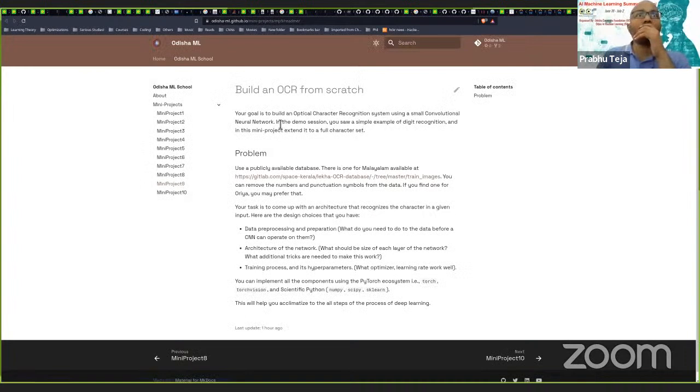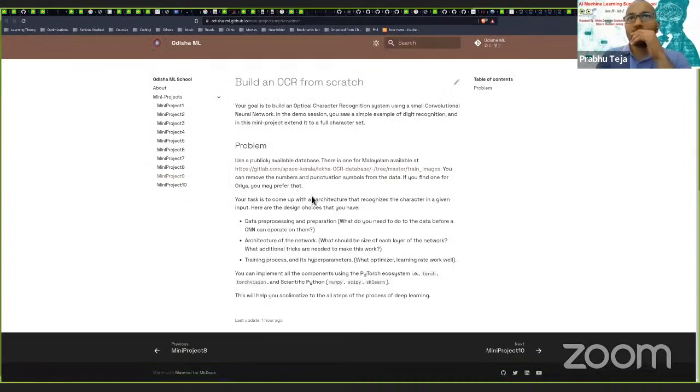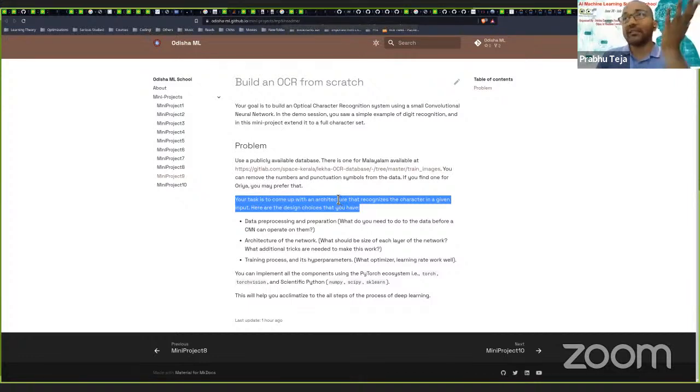So I guess you can. Here is the link to the Malayalam one, so you can use this. Your task is to come up with an architecture that recognizes the character in the given input. Again, very similar to the example that we saw.